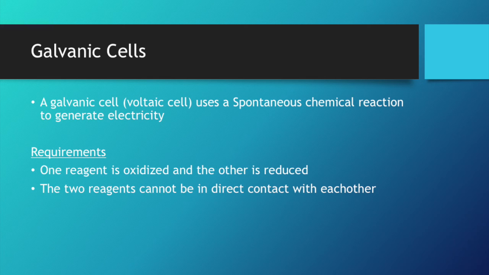So the major part of this chapter is all based around galvanic cells. Now, a galvanic cell, or voltaic cell, as some people would like to call it, uses a spontaneous chemical reaction to generate electricity. Now, it has two requirements. The first being that one of the reagents has to be oxidized and the other has to be reduced, and more on that later on. The second requirement is the two reagents cannot be in direct contact with each other. They have to be totally separate from each other and allowing some current to pass between them.